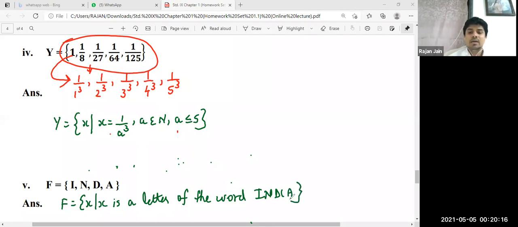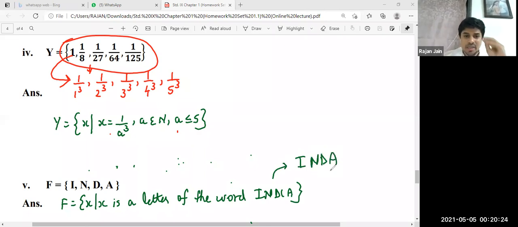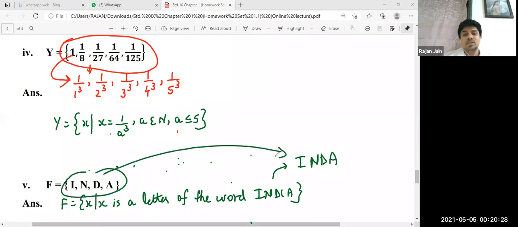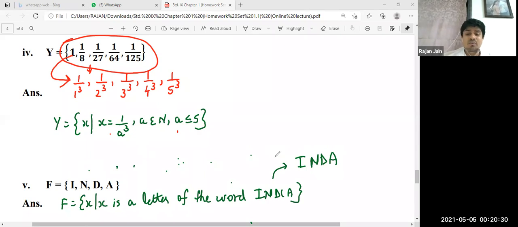Is that clear? By mistake, do not write I N D A. Inda is not any word in English. Otherwise what will you do? Just remove the commas and write the same letters. That is not allowed. You have to identify that they are the letters of which meaningful word. Okay, so please do not write Inda. The correct word will be India.